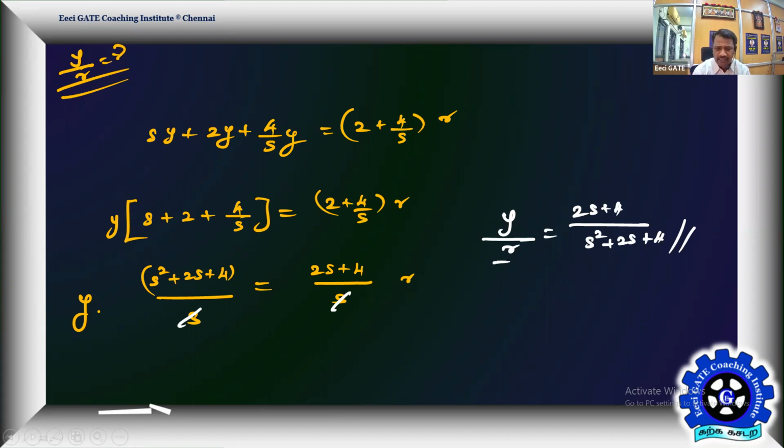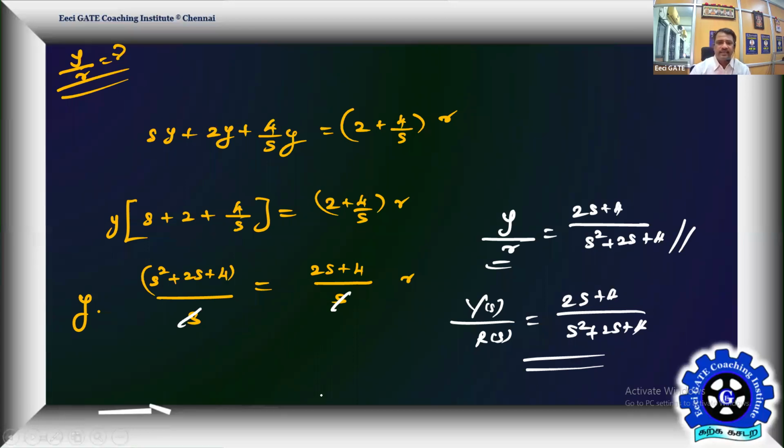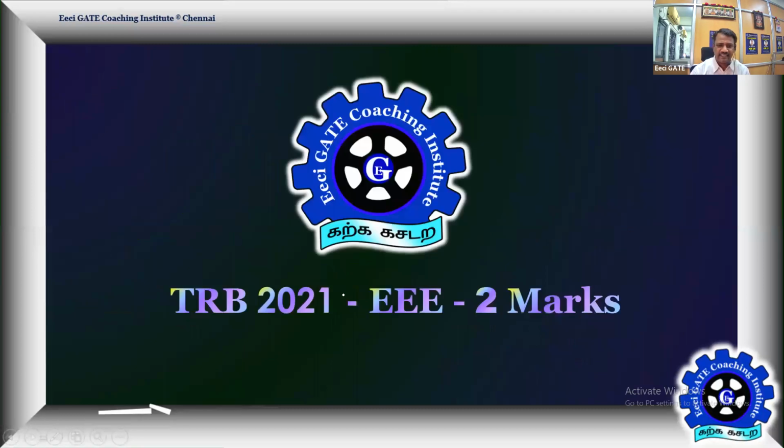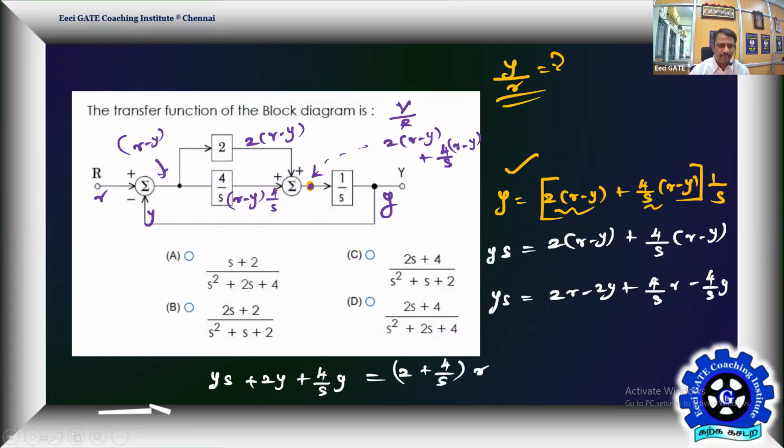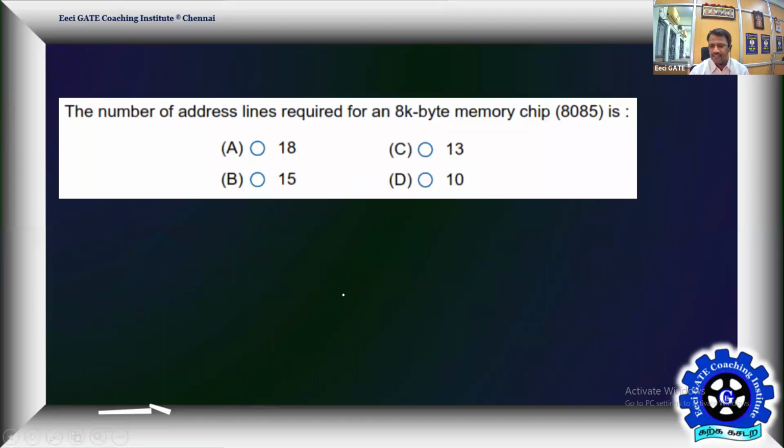And finally make it very formally, it is going to be y of s by r of s, that is equal to 2s plus 4 by s square plus 2s plus 4. That's a way. Hope you enjoyed the three routes. That's how you have to make your preparations for any competitive examinations. That's the solution for that problem.